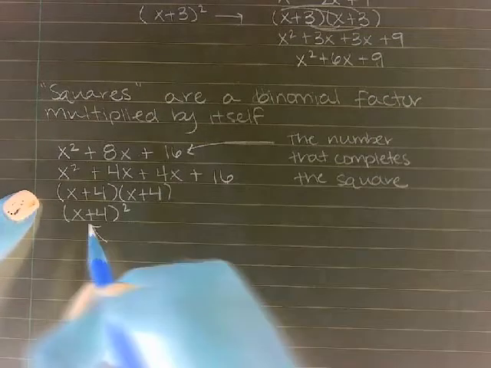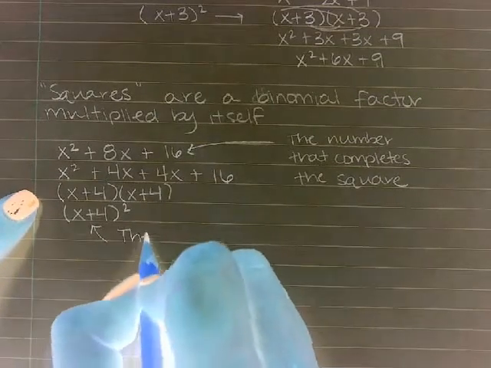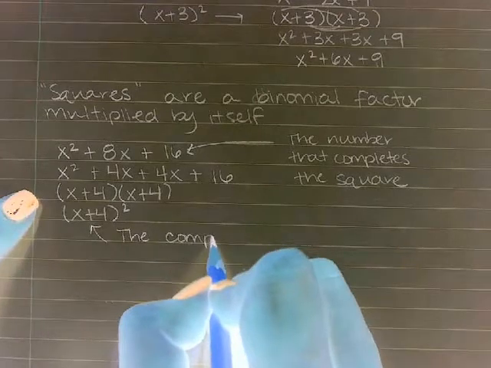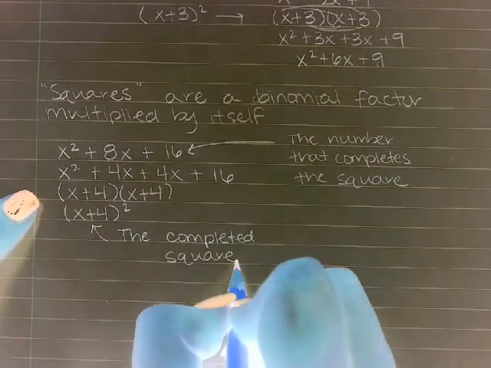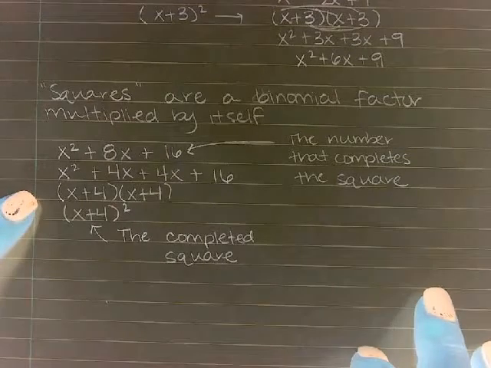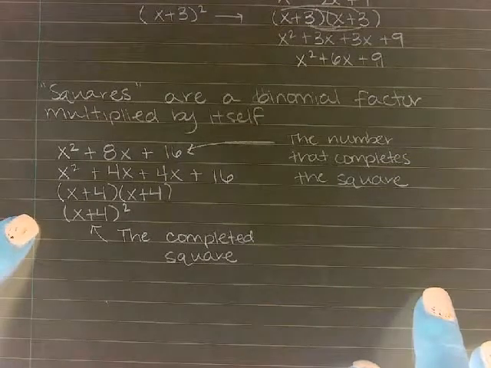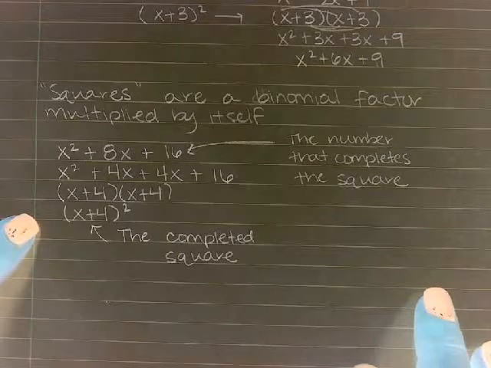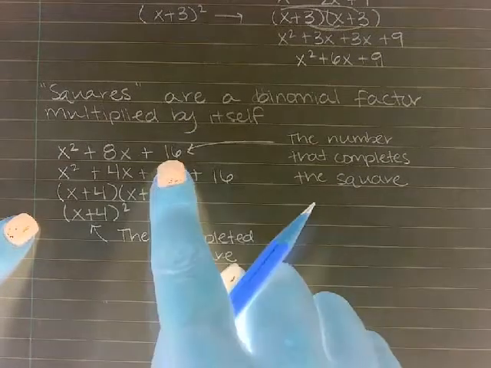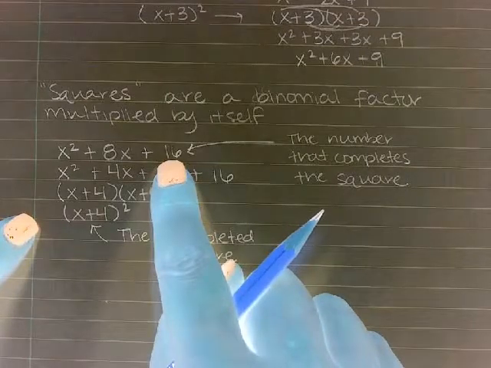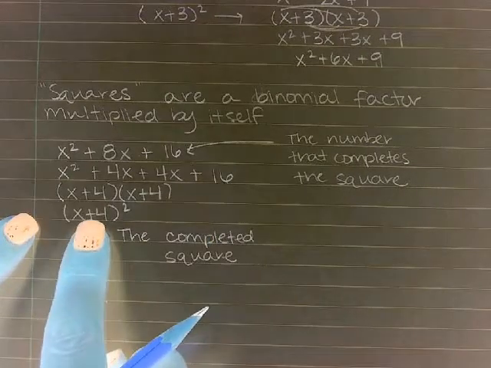This right here, we would say, is the completed square. So 16 is what completes the square. The completed square is x plus 4 squared. So 16 is the number we use to complete the square. This is the completed square form.